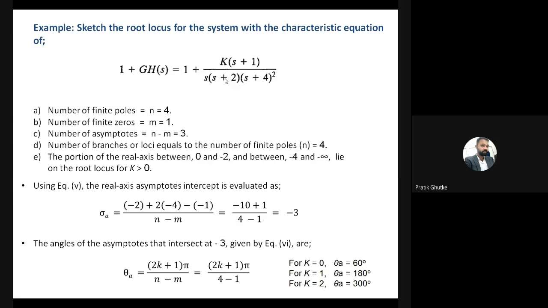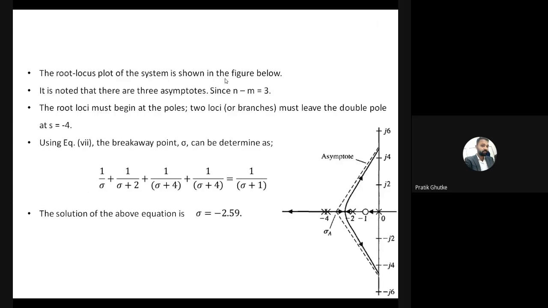So the asymptotes will intersect at minus 3, and I will be calculating the angle of asymptote, that is (2k plus 1) into 180 divided by n minus m. n is your poles and m is your zeros. So k will be varied from 0, 1 and then 2. In this case theta will be 60 degrees, then 180 degrees, and then similarly 300 degrees.